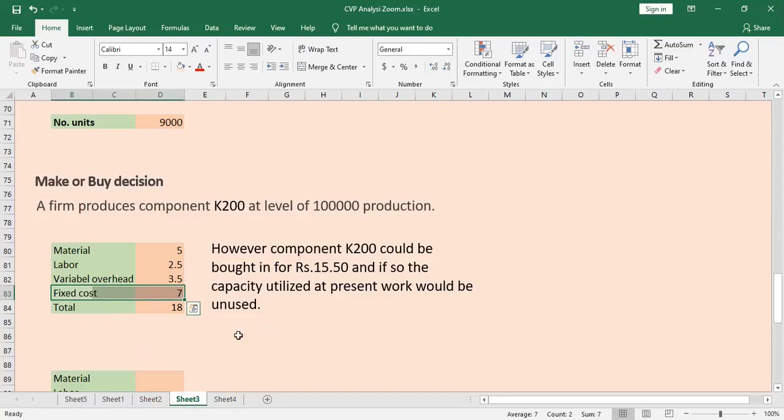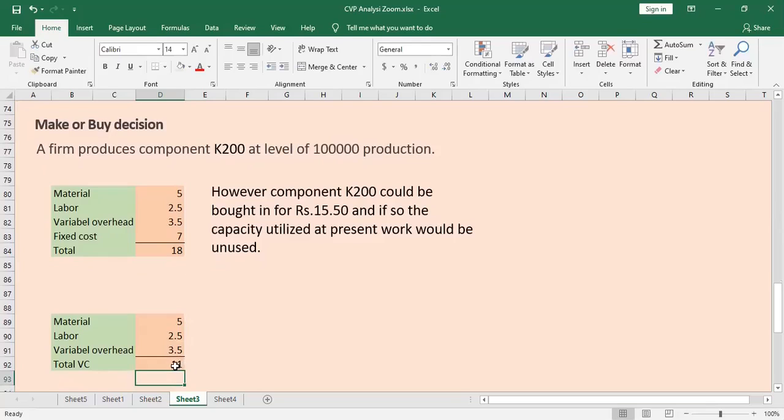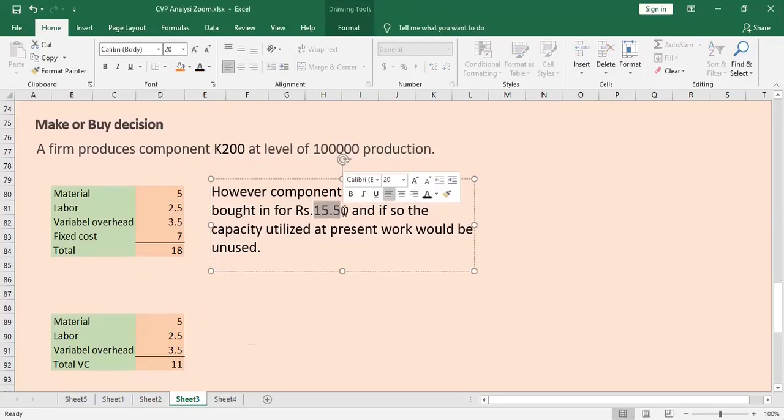That is the marginal cost. So let me calculate the marginal cost here. For materials, we have 5, for labor 2.5, and then 3.5. 5 plus 2.5 plus 3.5 gives us 11 rupees. So if you do the manufacturing within the company, you will bear around 11 rupees, which is the variable cost. But if you buy it outside, you will have to pay 15.5. So it is an easy decision. You should not buy it outside, but make it inside.